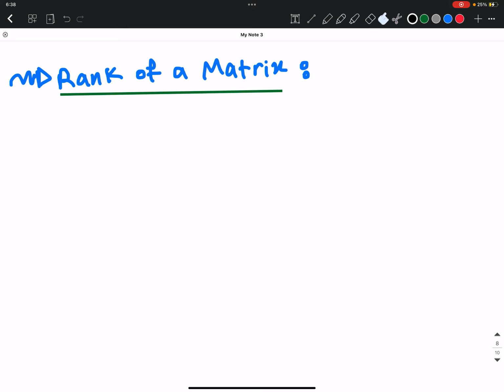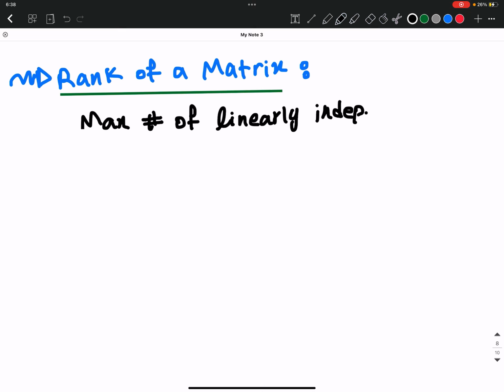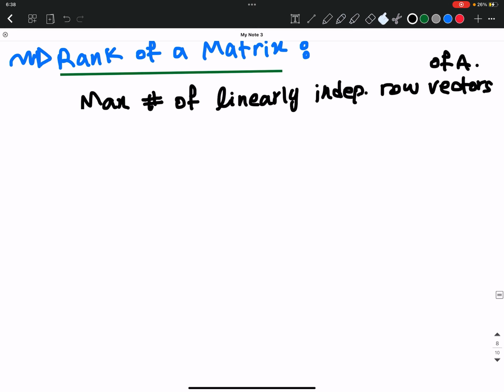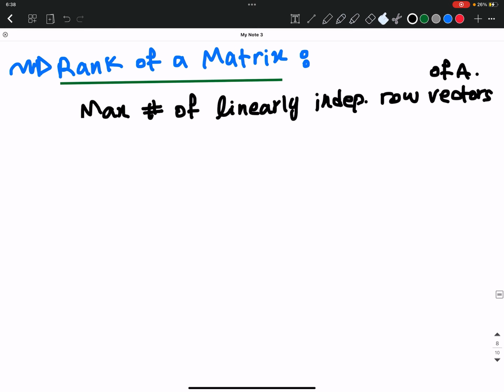So let's see what is a rank of a matrix. The rank of a matrix is the maximum number of linearly independent row vectors of A. Okay, so this is the definition of a rank of a matrix.